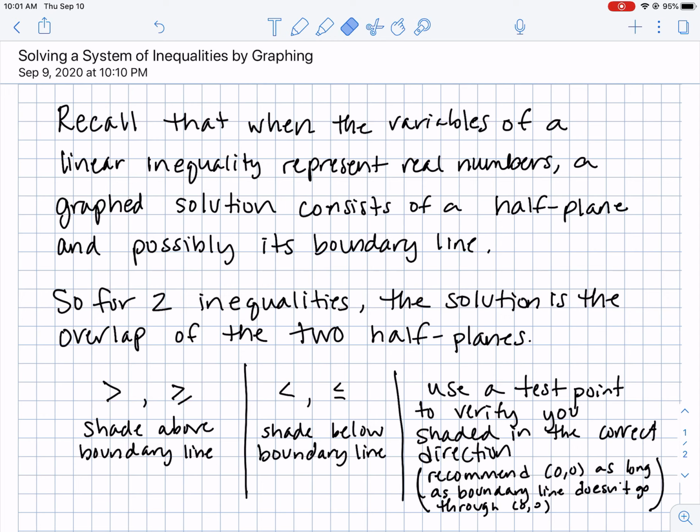The way to figure out if you have shaded in the correct direction is to use a test point. Test a point that is in that shaded region. Verify that it satisfies the inequality. If it does, then you shaded the correct direction. If it doesn't, you have to shade the opposite direction, because wherever you shade is where your solutions lie. I recommend using 0, 0 as long as it's not on the boundary line. If it's on the boundary line, then you're going to need to choose a different point. 0, 0 is just easy to check when you substitute it into an inequality.